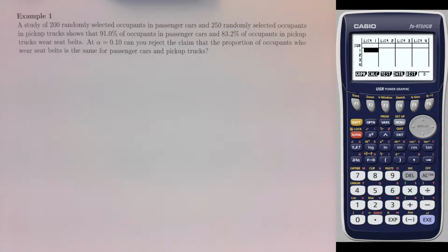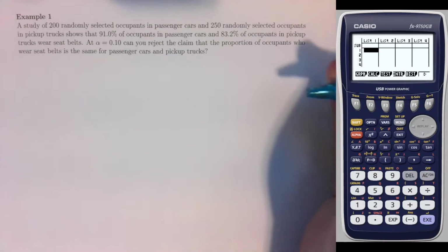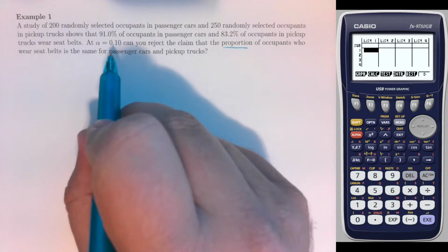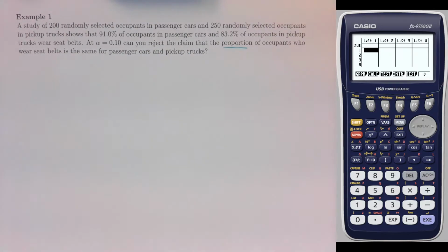Hello, today I'm going to do example 1 from section 9-1. A study of 200 randomly selected occupants in passenger cars and 250 randomly selected occupants in pickup trucks shows that 91% of occupants in passenger cars and 83.2% of occupants in pickup trucks wear seatbelts. At alpha equals 0.10, can you reject the claim that the proportion of occupants who wear seatbelts is the same for passenger cars and pickup trucks?